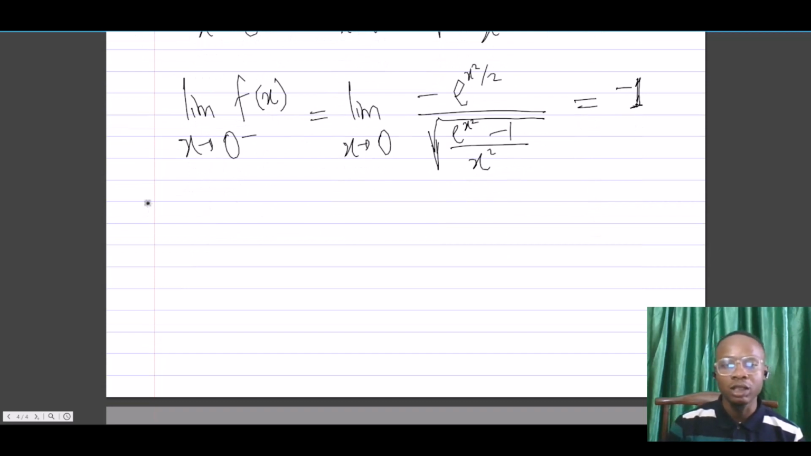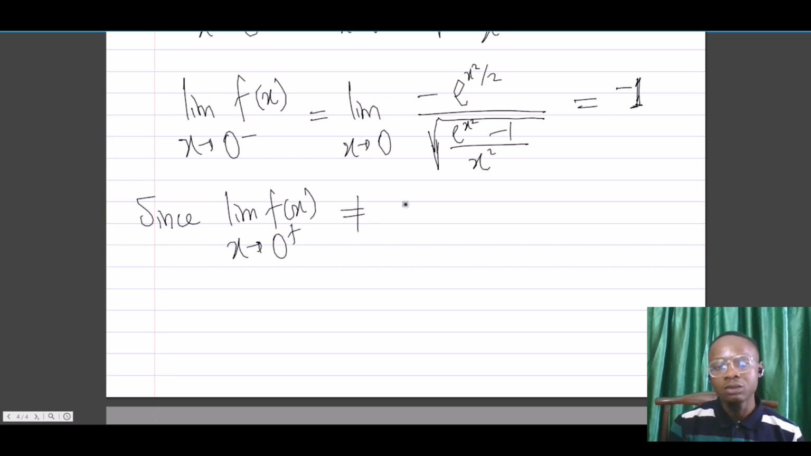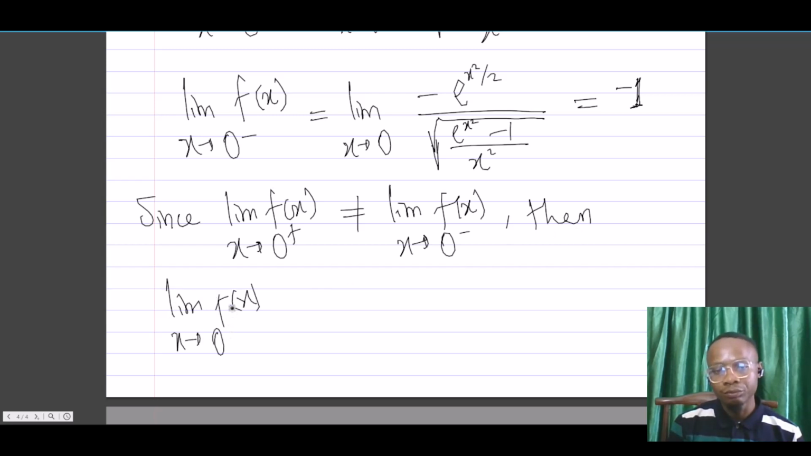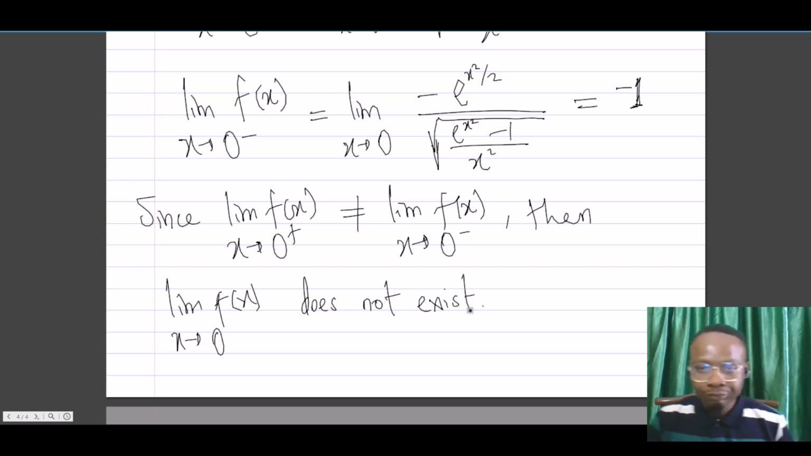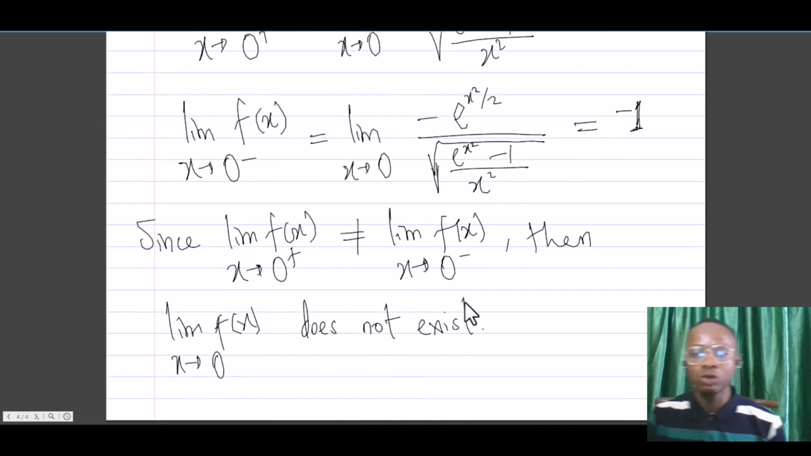So we conclude again that since the limit of f of x as x approaches 0 from above is not equal to the limit of f of x as x approaches 0 from below, then the limit of f of x as x approaches 0 does not exist. So that is that about that.